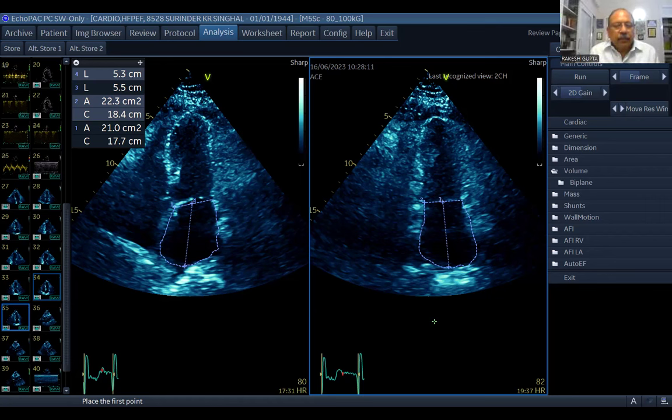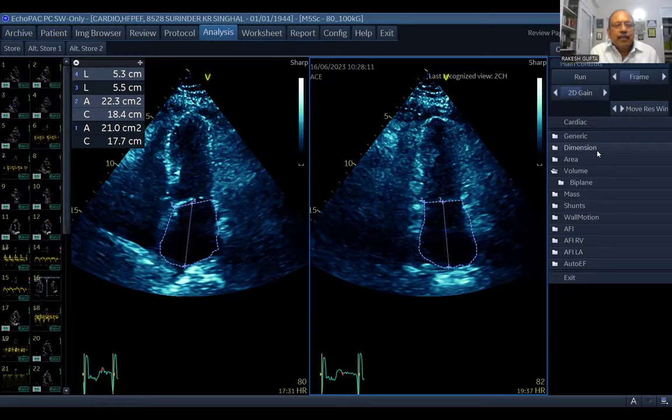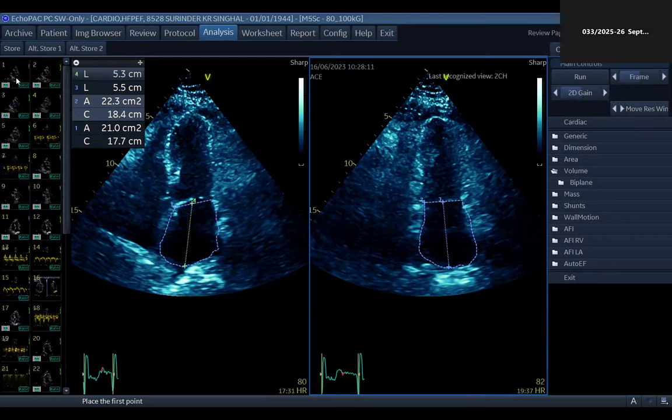Go ahead. Sir, actually, my initial question was about the measurement of LA only, not the area, but the length. I was having some doubt about the earlier slides, where you said we were measuring the length of LA in 2D at end diastole. Okay, I'll come back, because that's why I have come with this echo machine today, to show it live. Give me a second.